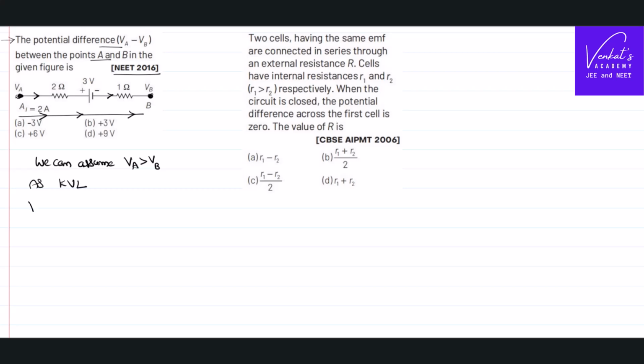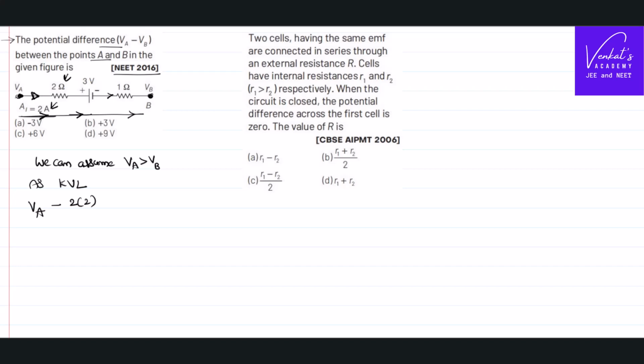VA, this is the direction that we have imagined. This is the direction in which current is passing given for us. So both are same. So potential drop across this is negative. So minus IR. But that I is given for you as 2 amperes. 2 into resistance is also given like 4.